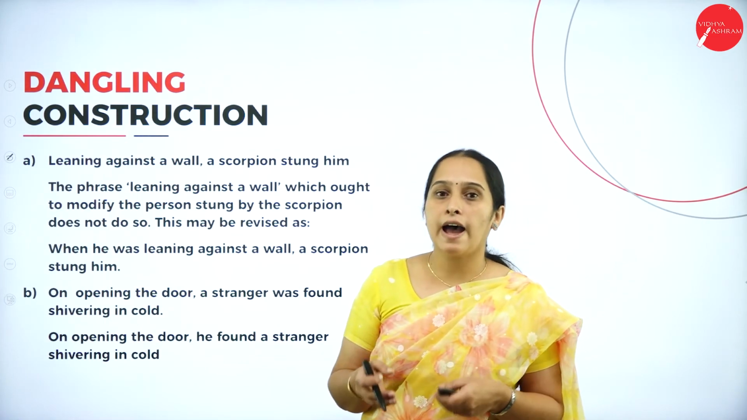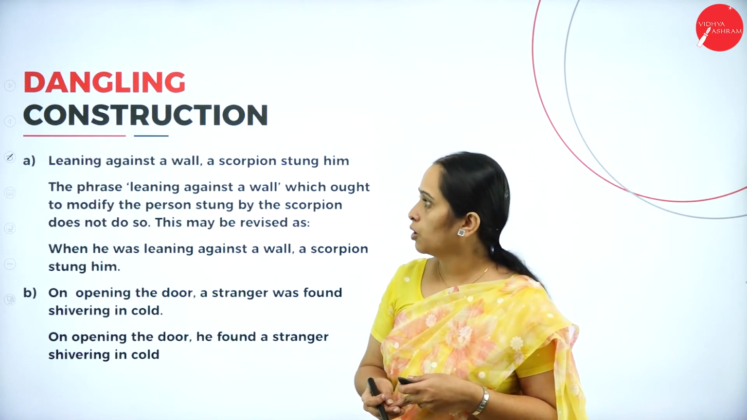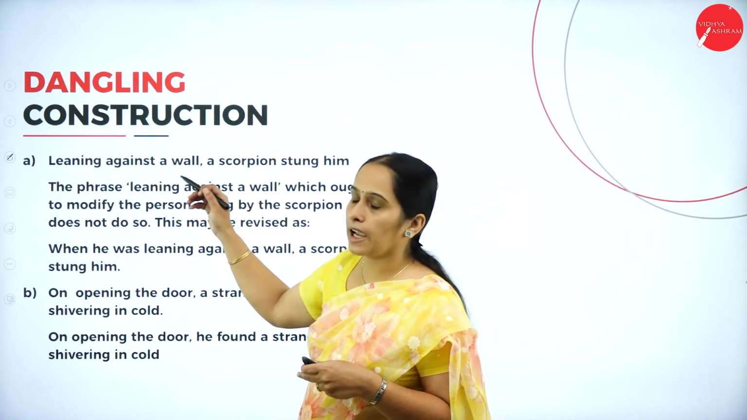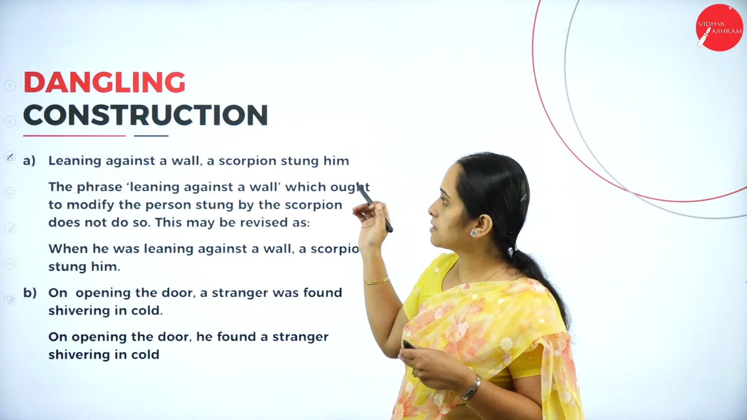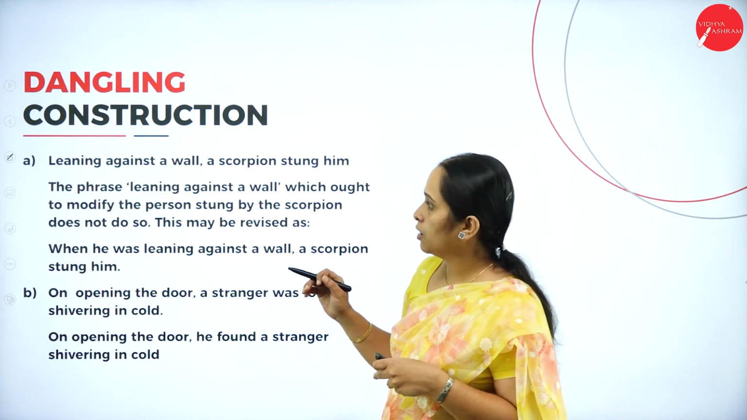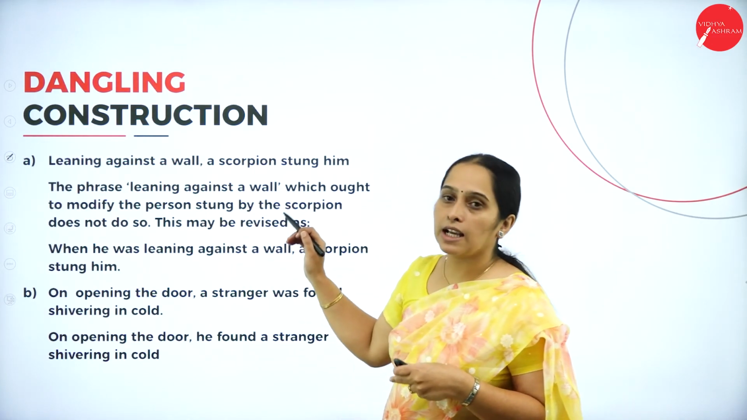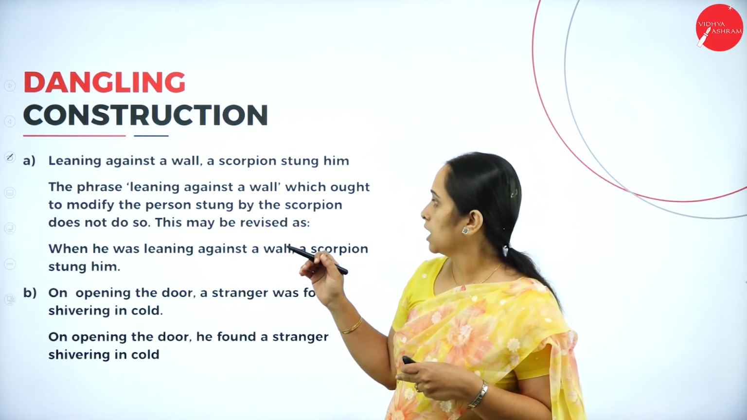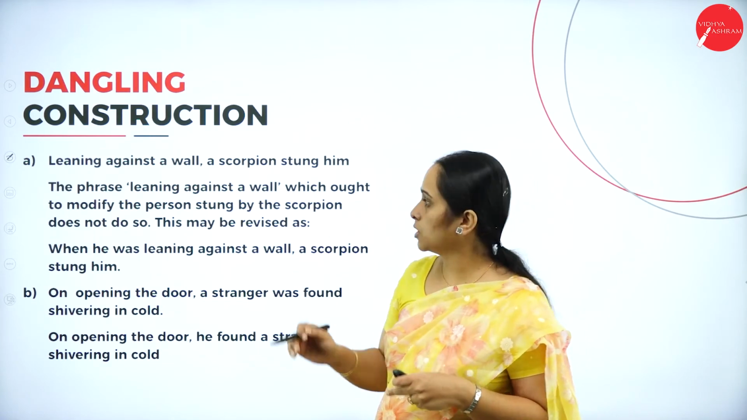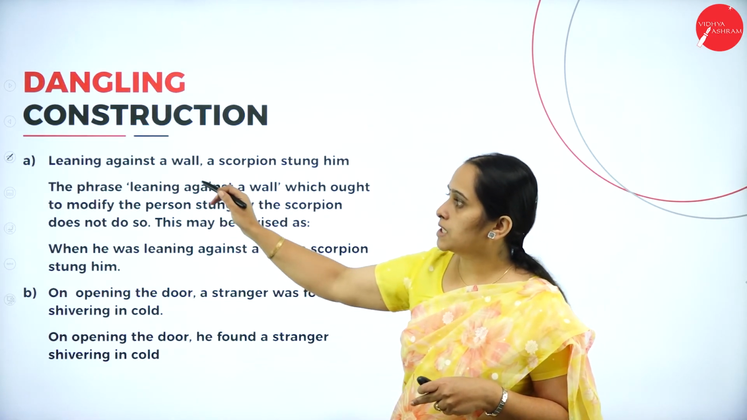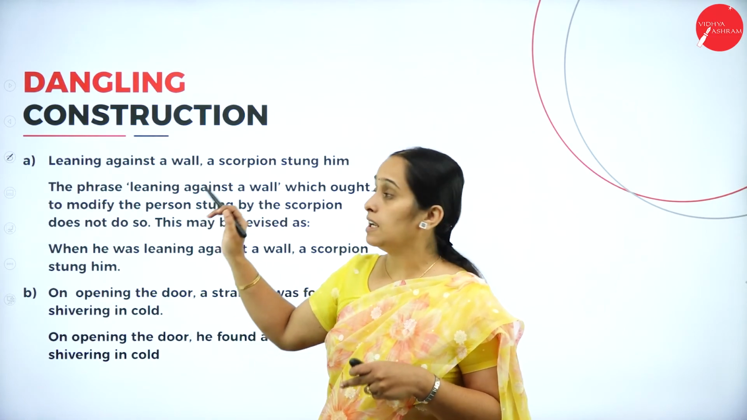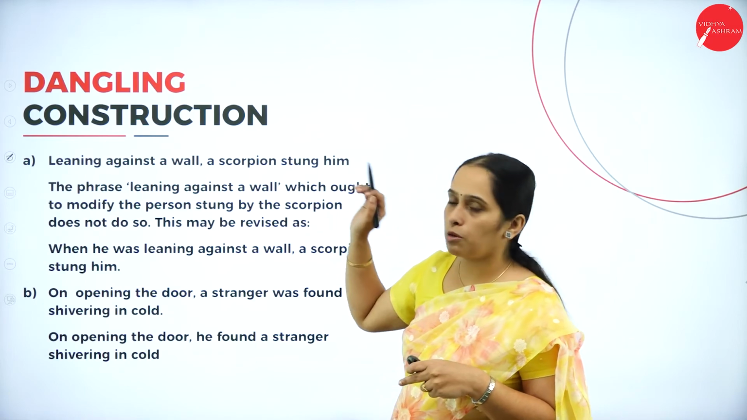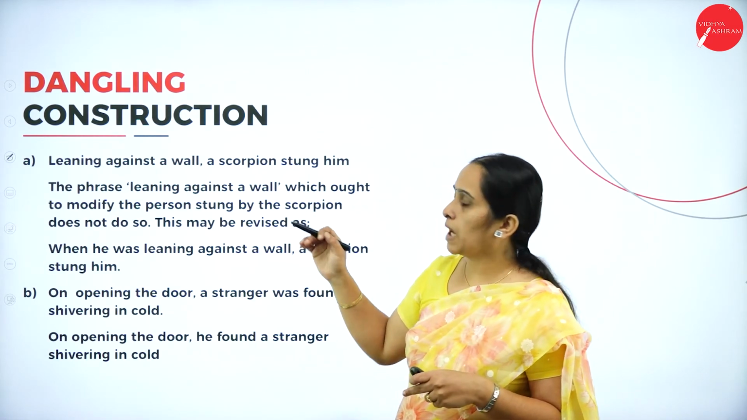Next is dangling constructions. Look into the example here. Leaning against a wall, a scorpion stung him. The phrase leaning against a wall, which ought to modify the person stung by the scorpion, does not do so. Here, leaning against a wall is modifying the scorpion, not the person. So this may be revised.